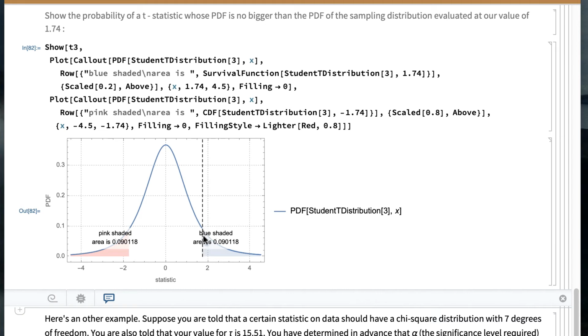And so it's less here in this blue shaded area, and it's less here in this pink shaded area. And so if we add it up, that's about 0.18. And so if we're looking for a 0.05 level of significance, a statistic of 1.74 isn't big enough to disprove the null hypothesis using a two-sided p-value.